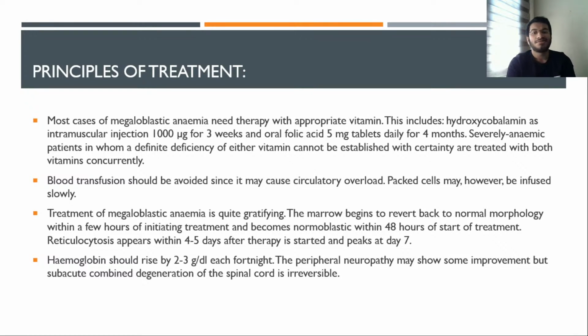Then blood transfusion should be avoided since it may cause circulatory overload. Packed cells may however be infused slowly. Treatment of megaloblastic anemia is quite gratifying.